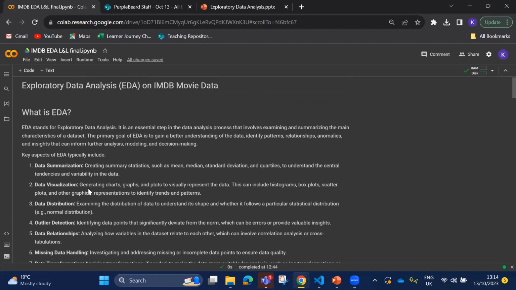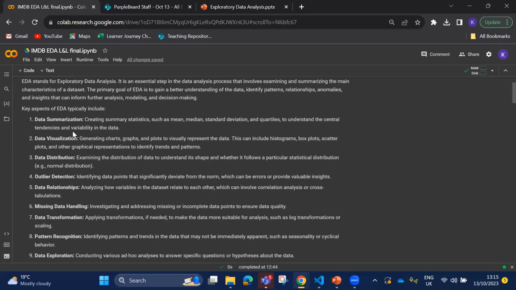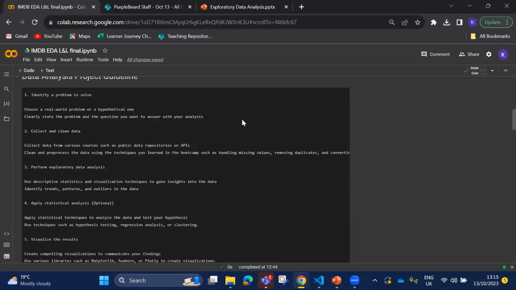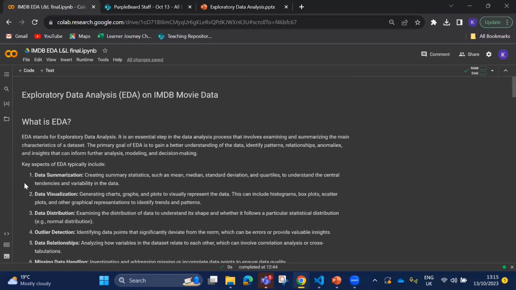So as we are talking about EDA, key aspects of exploratory data analysis include data summarization. Here we can do summary statistics such as mean, median, standard deviation, quartiles to understand the central tendencies and variability in the data. If I talk about this IMDb data set, I can look at the runtime column: what is the average runtime, what is the standard deviation of the runtime, and what are the minimum and maximum runtime. That tells me a lot about this column and how the data is distributed within it. That is what you call data summarization.